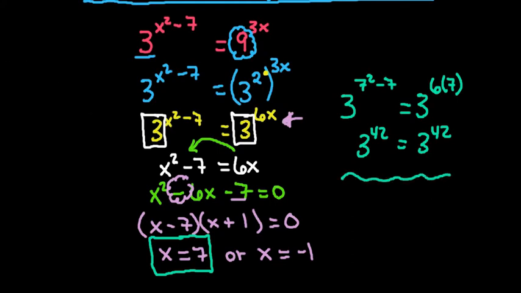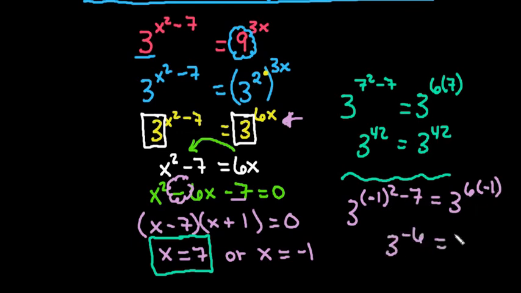Okay, for the next one, if we check the negative 1, we would have 3 to the negative 1 squared minus 7. And we're going to see, does that equal 3 to the 6 times negative 1? If we simplify this, this becomes positive 1 minus 7, which gives me negative 6. And 6 times negative 1 also gives me negative 6, so we can see that both of our answers make sense in our original problem.